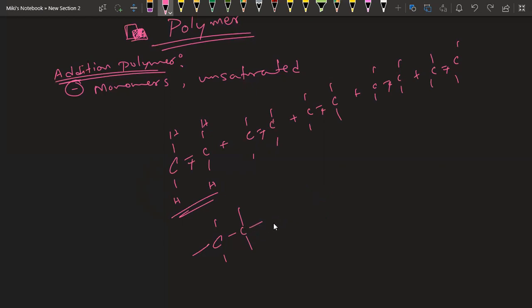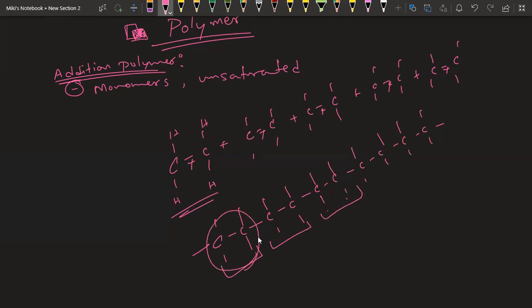So this could be a new structure. Now we have another carbon having a free hand, so the next carbon with a free hand will also come here, then the next one, and then the next one. Got it? Now see, here we have repeating units. These repeating units are known as the monomers. From these monomers, this polymer is formed.